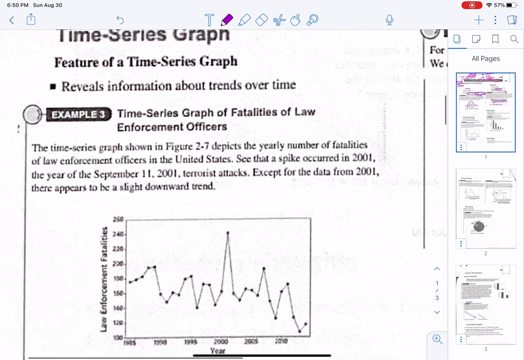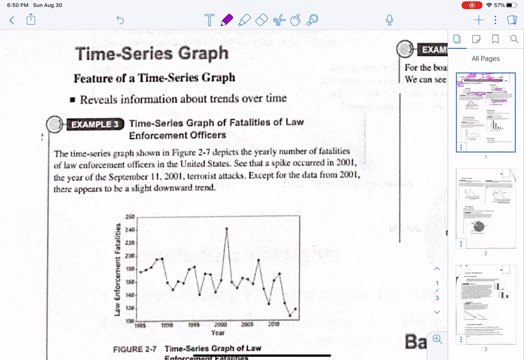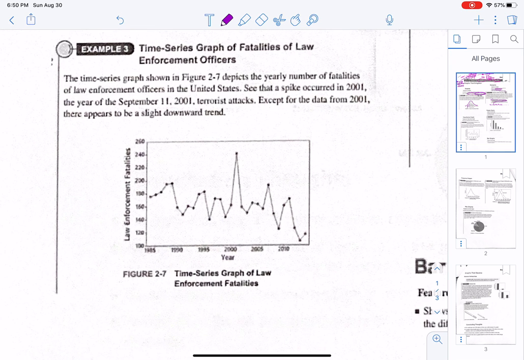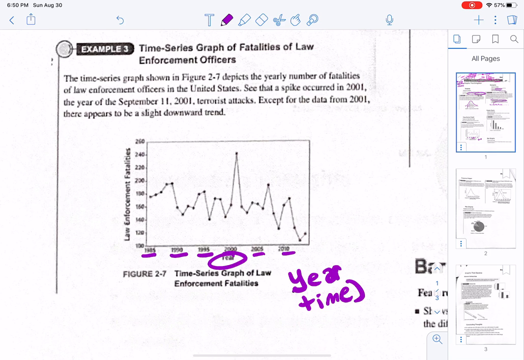Time series graph. This is what you would use if you are given time periods. So this one is listed as years. So 1985, 1990, 1995, all the way through here. Your year, or I'm going to say year or time, is the x-axis. And the y-axis is going to be the number that you are counting. So in this case, it's law enforcement fatalities.